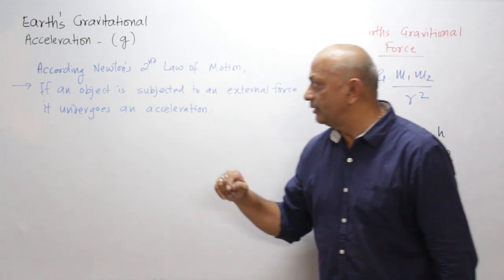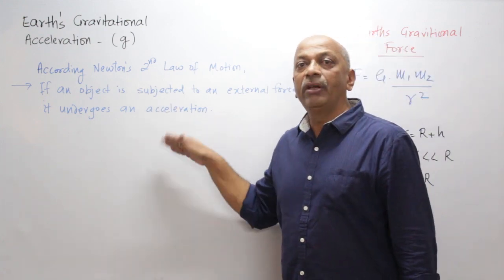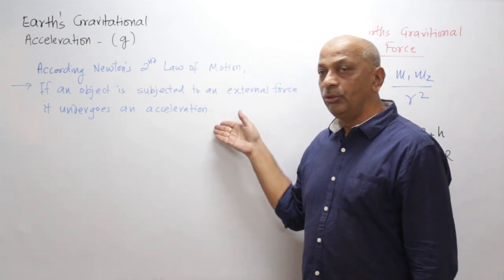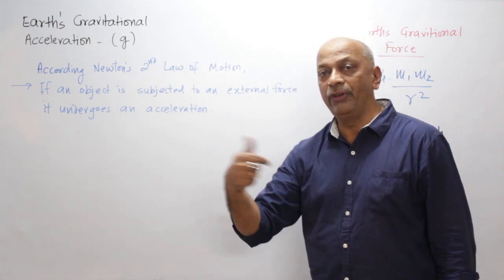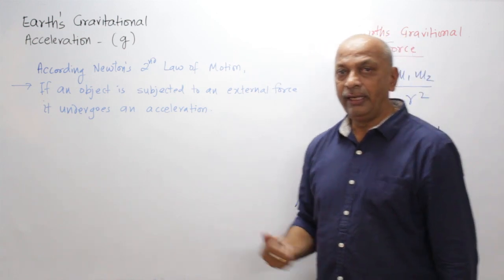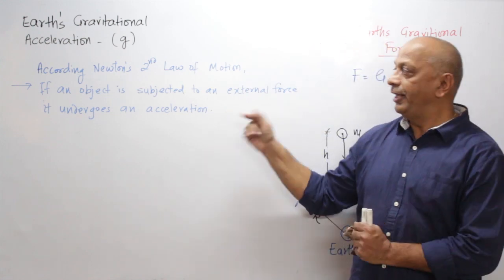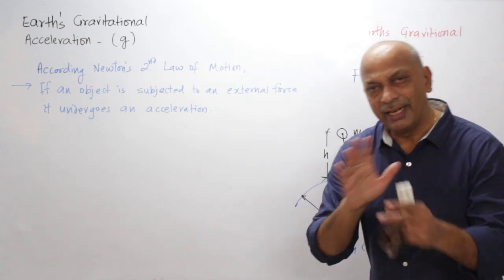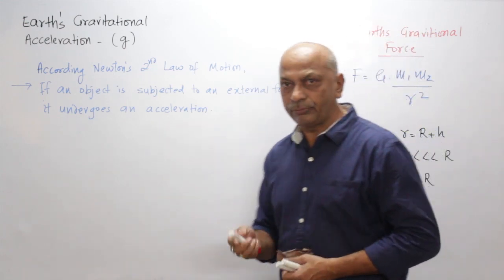A question may have come to your mind: why is Newton's second law written in different ways? In 11th, you will learn it in a different way: the rate of change of momentum is called force. In 9th you will learn it as F is equal to ma. And now I am telling you, if there is an external force, there will be an acceleration. The meaning of all is the same.